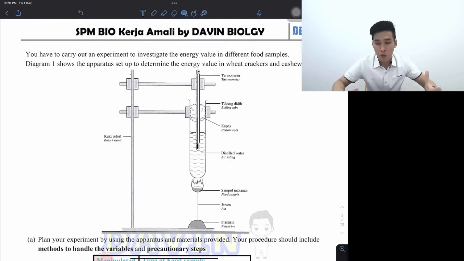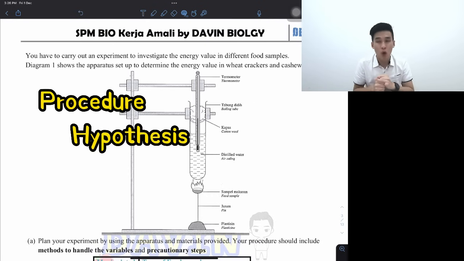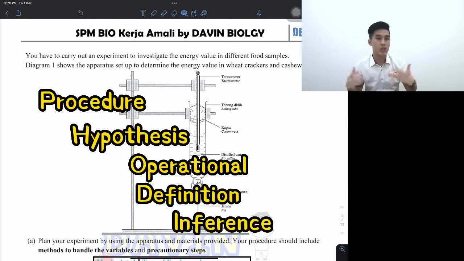What I'll be going through is mainly a brief overview of how we do the experiment. This one should be quite easy. But the main thing is how to answer the questions. That's where you score marks, right? Like procedure, hypothesis, operational definition, inference, and so on.